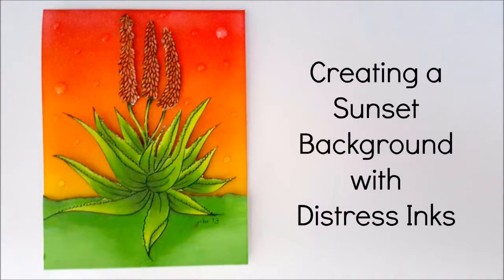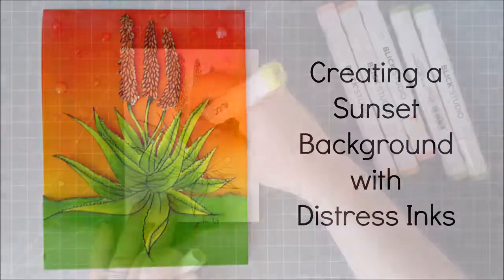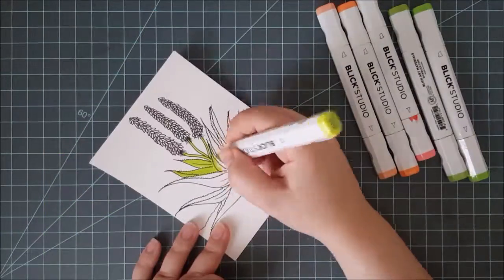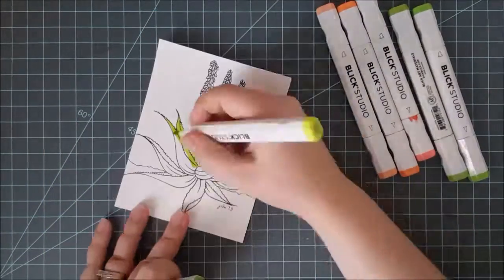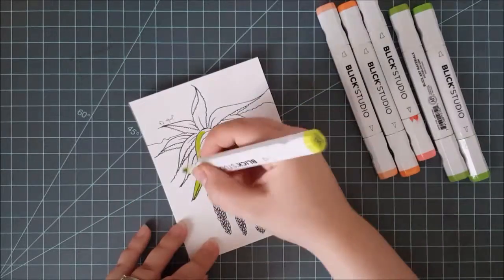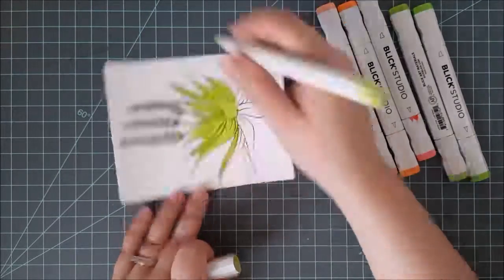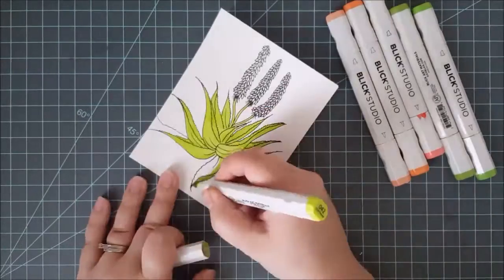Hey everybody, it's Lindsay, and I am here today to share with you how you can create a sunset background with some distress inks. So first of all, I'm starting out with this aloe plant digital stamp. It's from Digi Stamps for Joy. It's part of their re-release this Sunday.